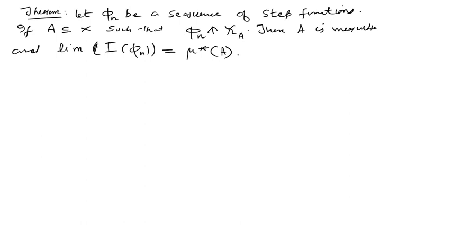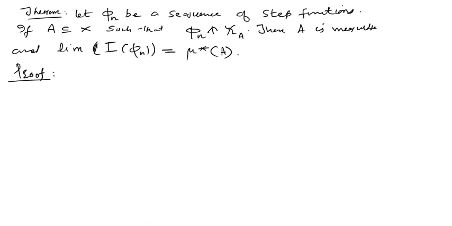If this were a step function, then this would be very easy, you could directly write the limit of the integral of phi n is equal to the integral of chi, and the integral of chi is equal to the outer measure of E. But this is not a step function here, so we cannot apply that result.